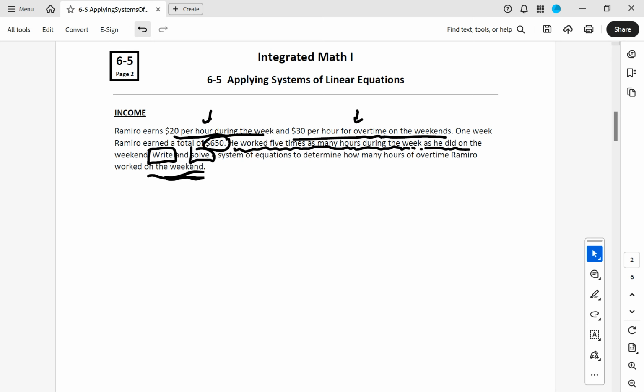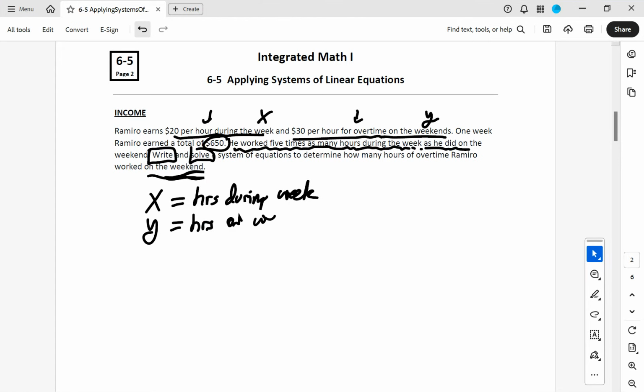So we need an x and a y, and we don't know how many hours on the week, and we don't know how many hours on the weekend. So we're going to choose those for the x's here. And I'll write it out like I did on the last one, where x equals hours during the week, y equals hours on weekend. Okay, so now we have that settled for what they are.